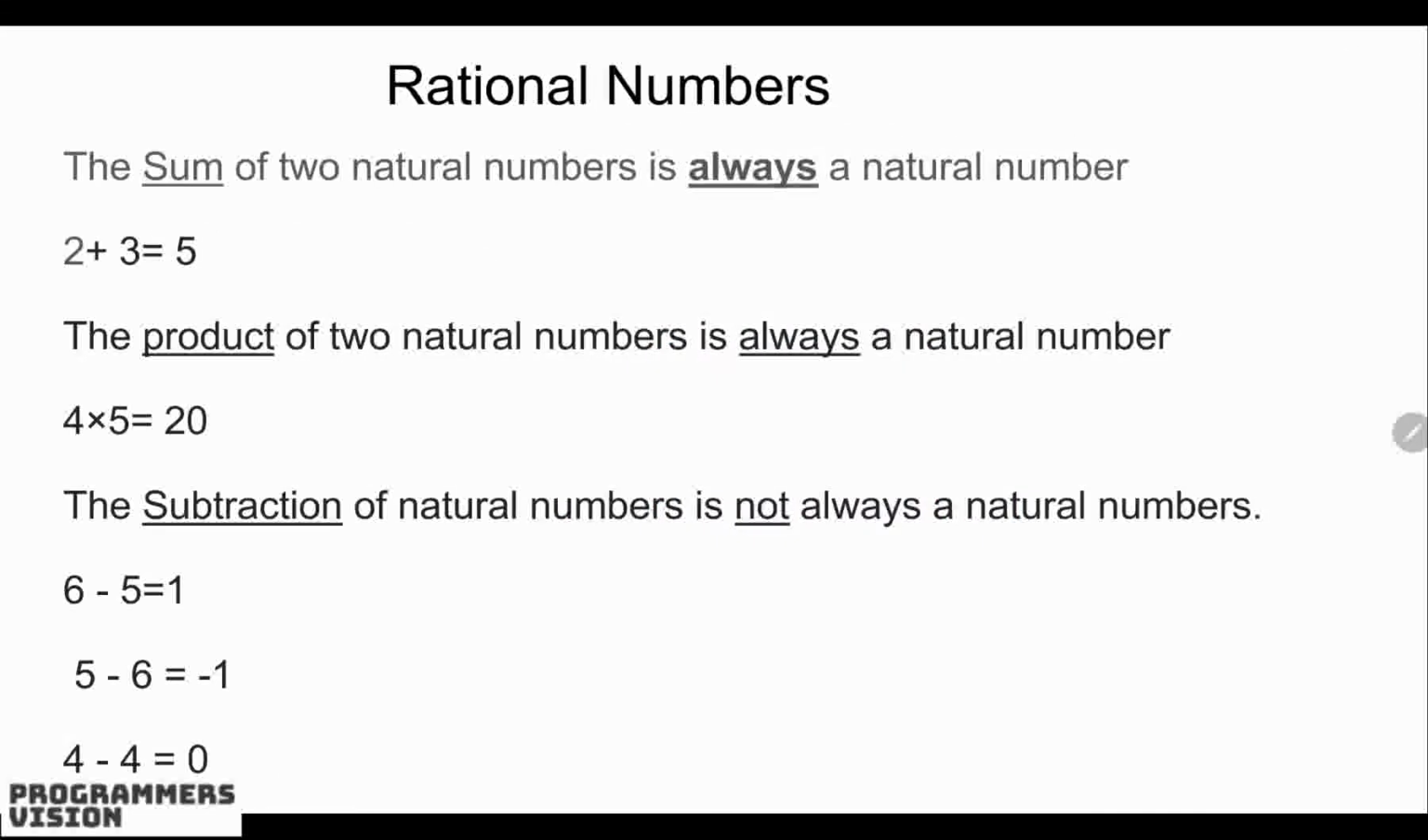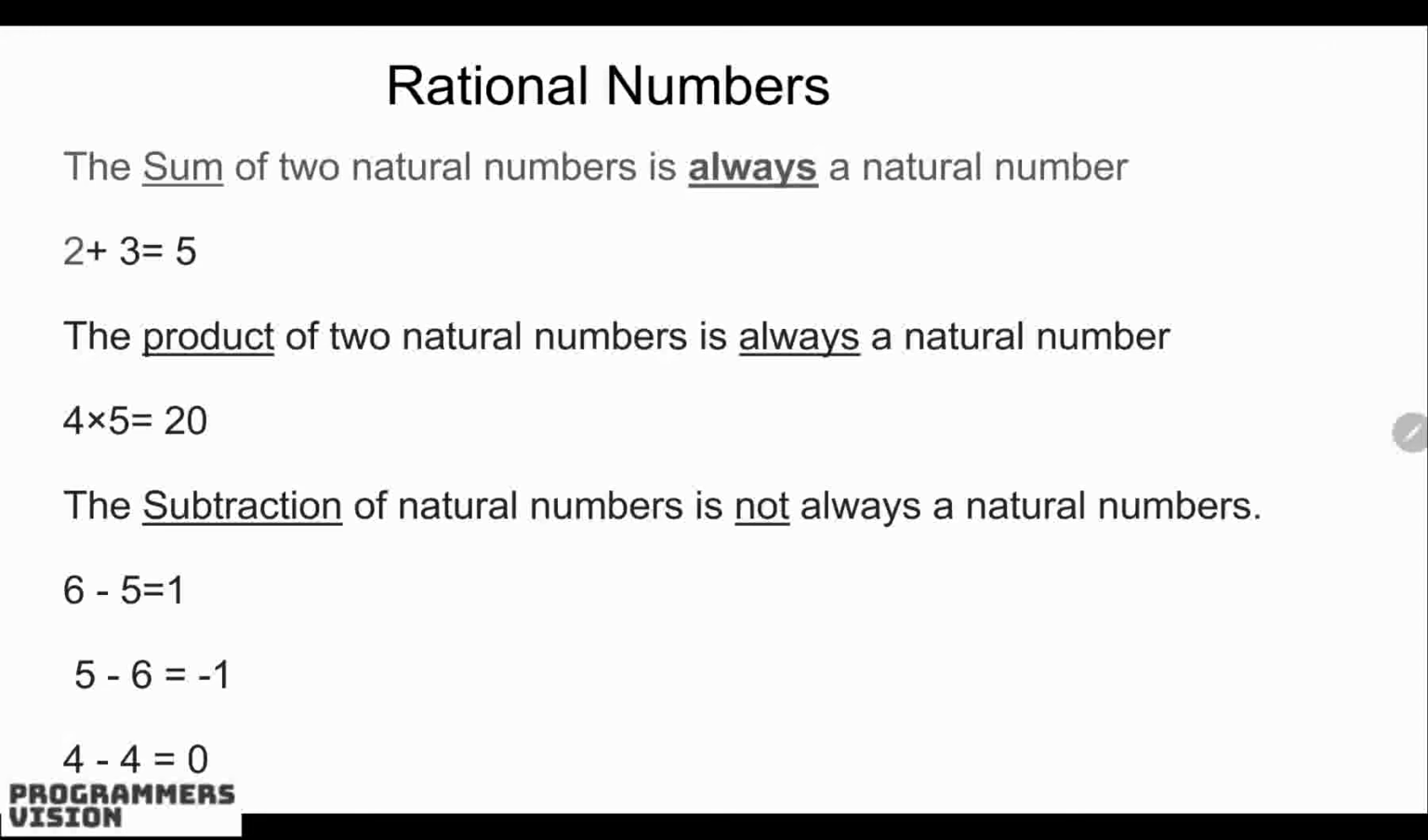Now let's study something more about rational numbers. The sum of two natural numbers is always a natural number. For example, 2 plus 3 is equal to 5. Here 2 and 3 are both natural numbers, so their sum is also a natural number. Again, the product of two natural numbers is also a natural number. For example, 4 into 5 is equal to 20, and 4 and 5 are natural numbers, so their product is also a natural number. But these two properties do not apply to subtraction.